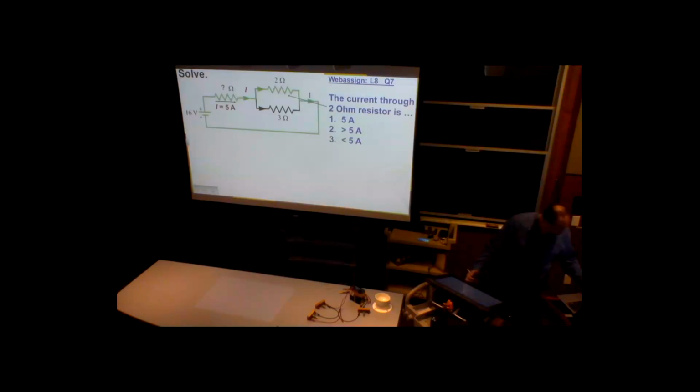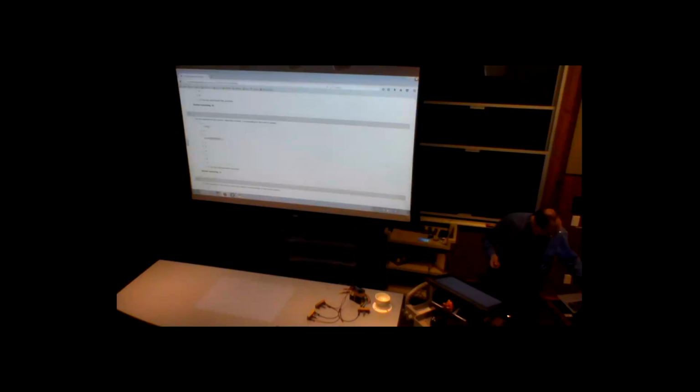So if it doesn't change, you choose answer number 1. If this current is higher than this current, you choose answer number 2. If this current is supposed to be lower than this current, you should answer number 3.